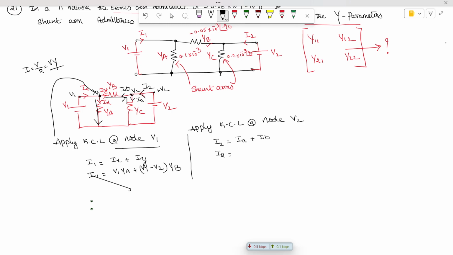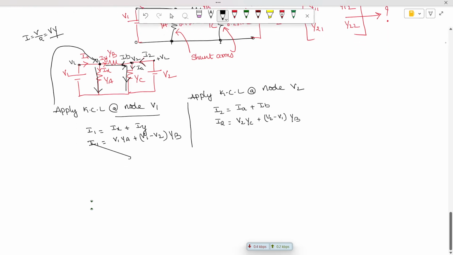How to write the current IA, the current in this branch? It is V into Y. The voltage at this point is V2 and the admittance is YC. And how to write the current IB in this branch? This is high potential minus low potential, V2 minus V1, multiplied with the admittance of YB.